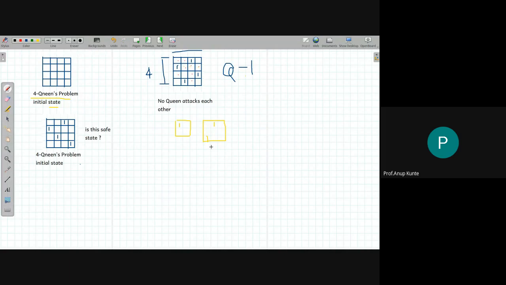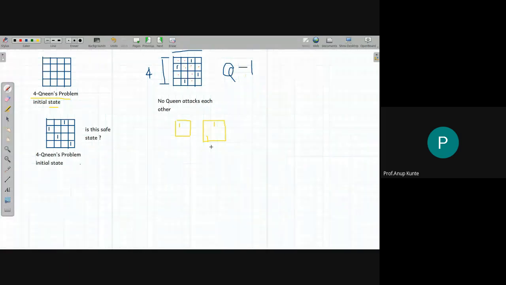Maybe, I'm not sure. I'm just speculating. Now 4 cross 4, which is this. I have actually put one solution over here. Is this the only solution? Probably not. There might be some other configuration of 4 queens on a 4 cross 4 chessboard that is still possible, and you will satisfy the criteria of no 2 queens attacking each other.